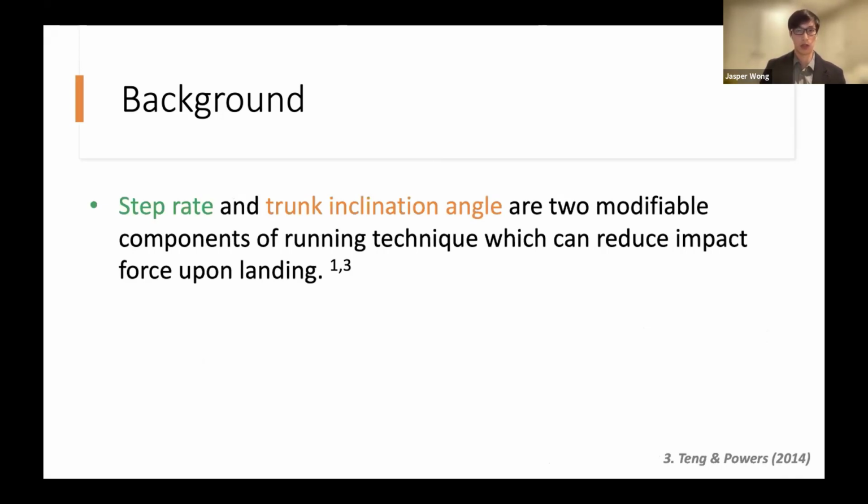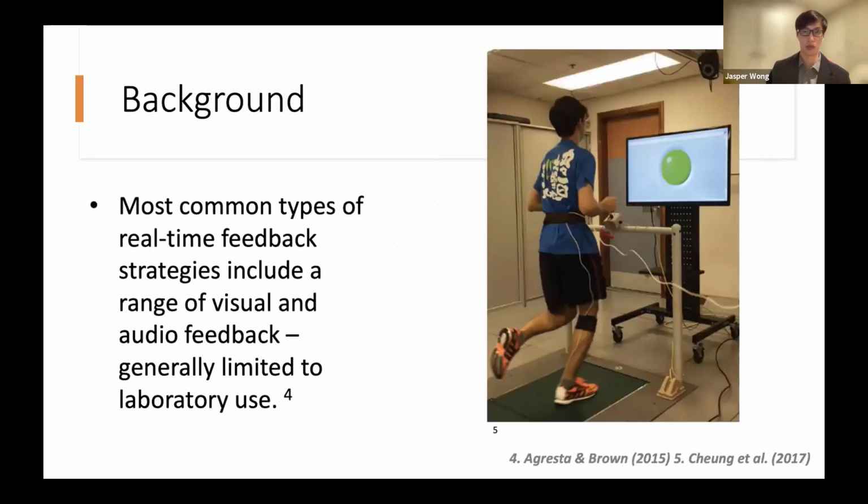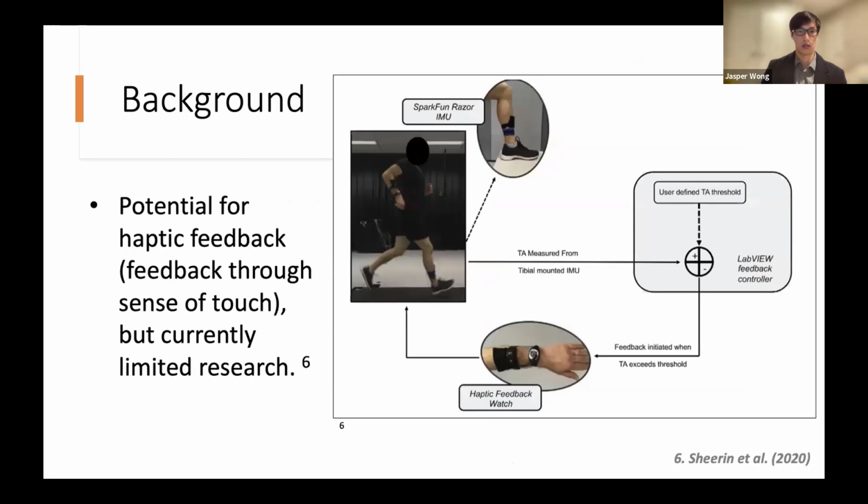There are a number of different components of running technique that can be modified to reduce the impulse of landing. Two of these are step rate and the trunk inclination angle. Typically these are modified with the use of real-time feedback or cues, and the most common types are a range of visual and audio feedback. However, these are generally limited to laboratory use. Haptic feedback, or feedback through the sense of touch, is another potential strategy, but so far there is limited research on its applications, and again, these have been limited to a lab setting.